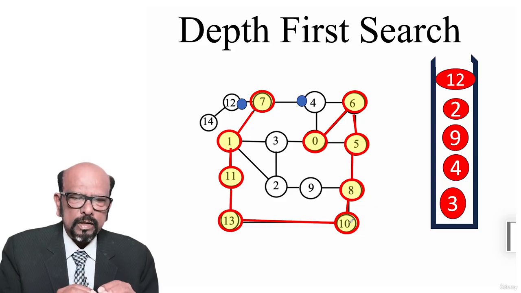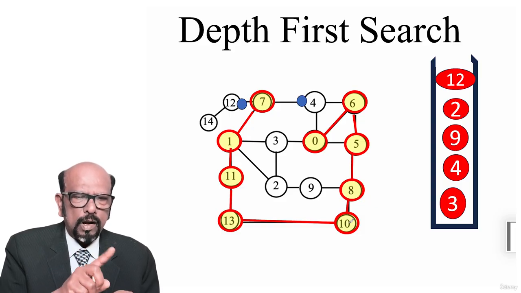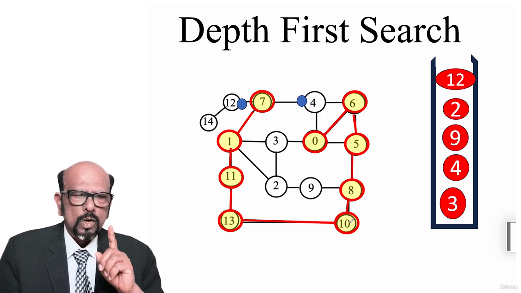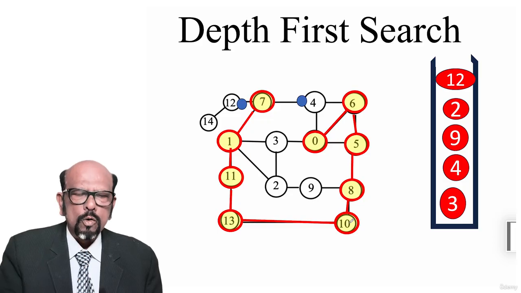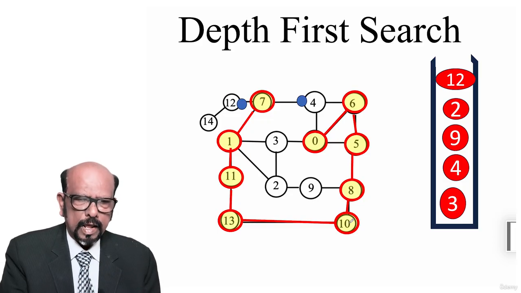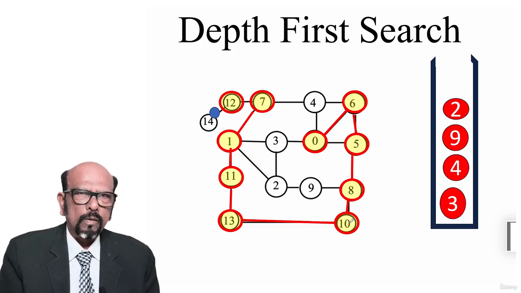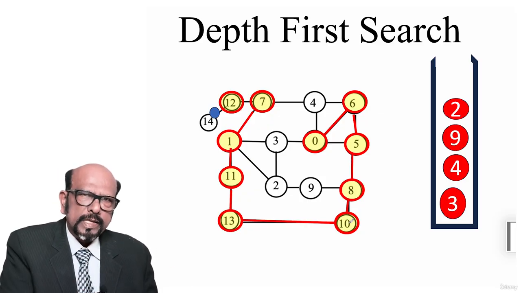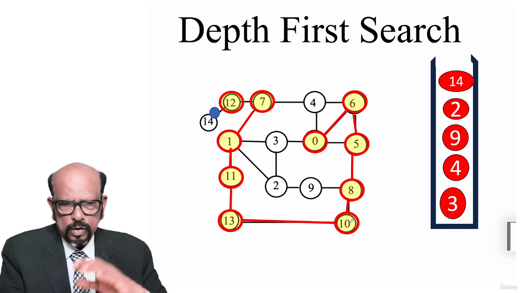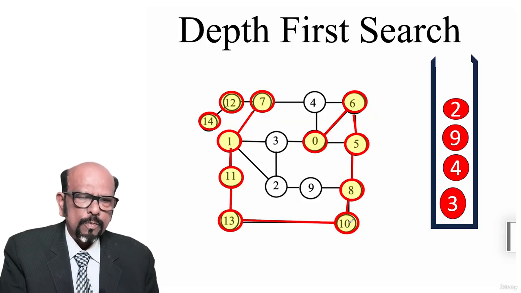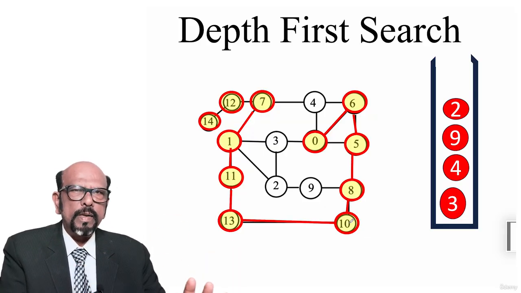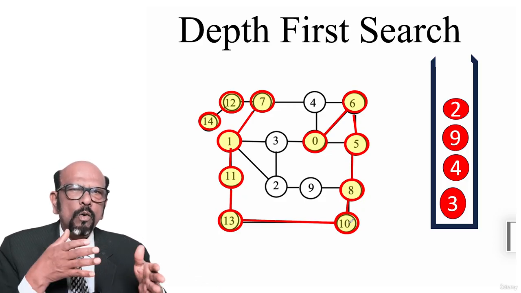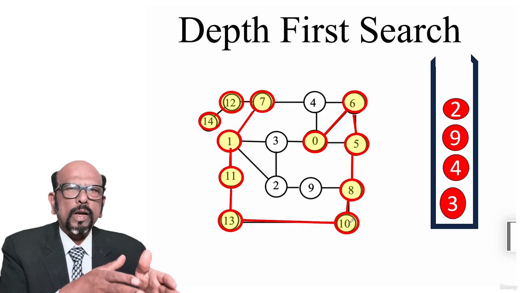For 7, there are 2 neighbors, 12 and 4. But 4 is already inside the stack. So 12 is there. 12 you push inside the stack. Now you pop 12 and do DFS at 12. For 12, 14 is a neighbor. So push 14 inside the stack. Now when you pull out, 14 is to be explored. After exploring 14, you cannot go further. There is nothing that you can go further.